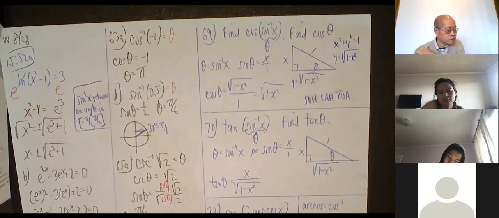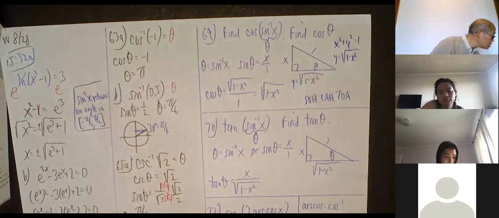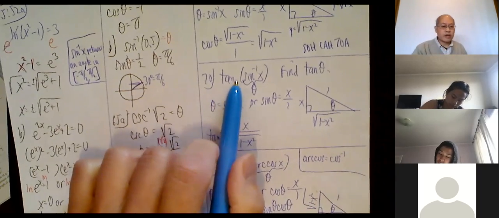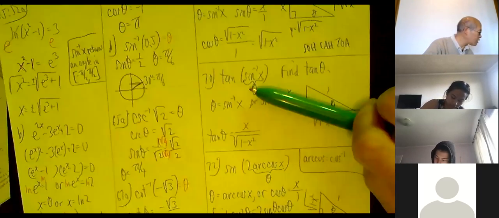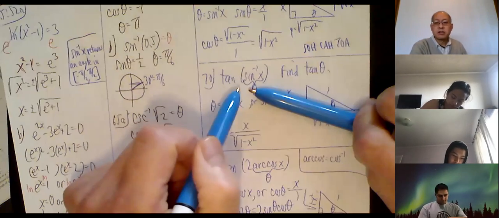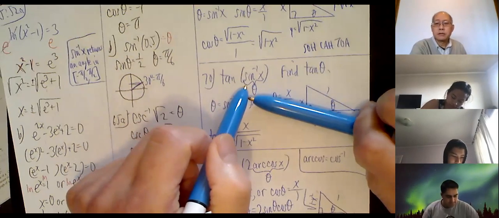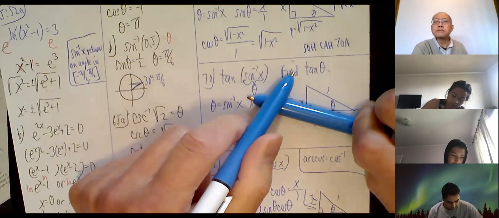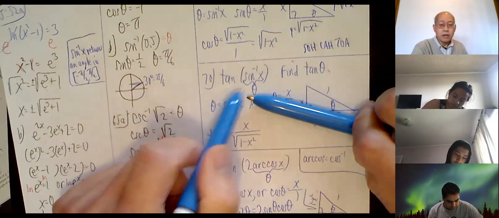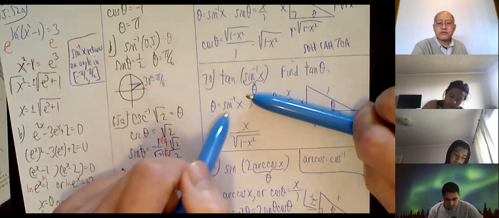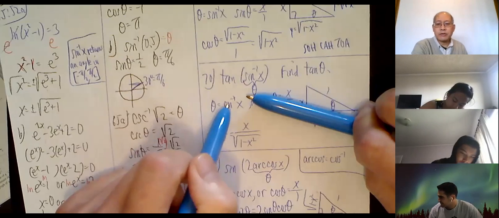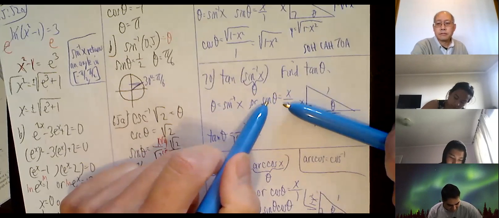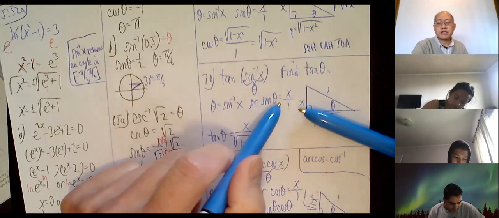Okay, 70 is like that also. So let me show you 70. 70 says tangent of inverse sine of x. Tangent of inverse sine of x. So start the same thing, call it theta. So ultimately, I'm trying to find tangent of theta. Okay, this is the same thing. Theta is inverse sine of x. Say the same thing without the negative 1. Sine of theta equals x, which is x over 1.